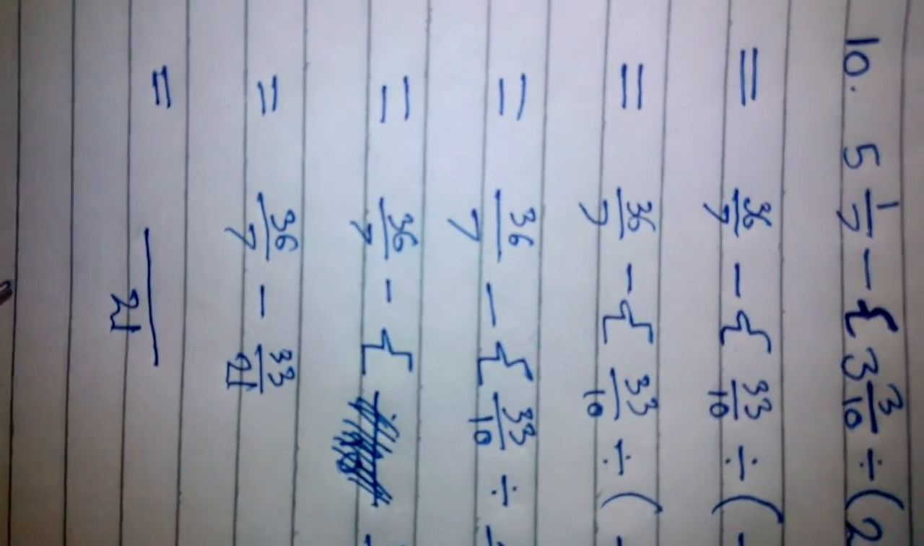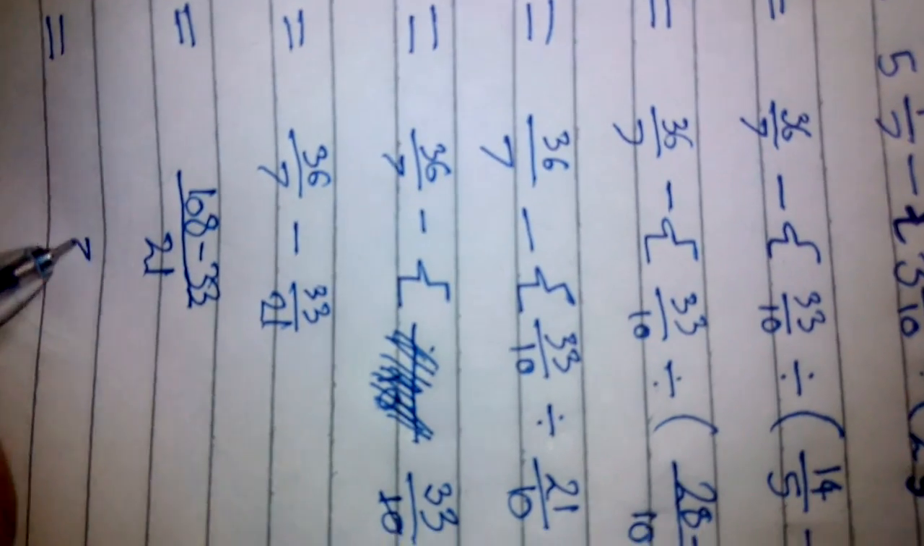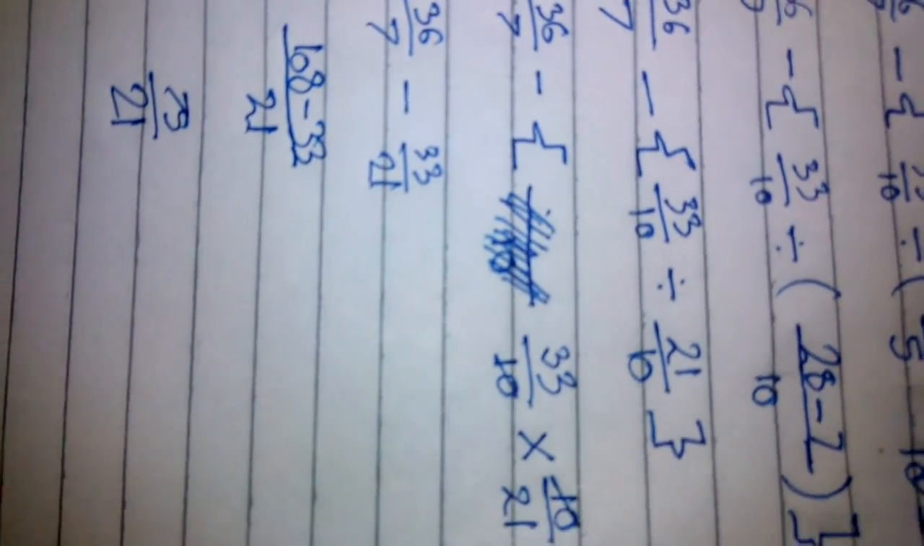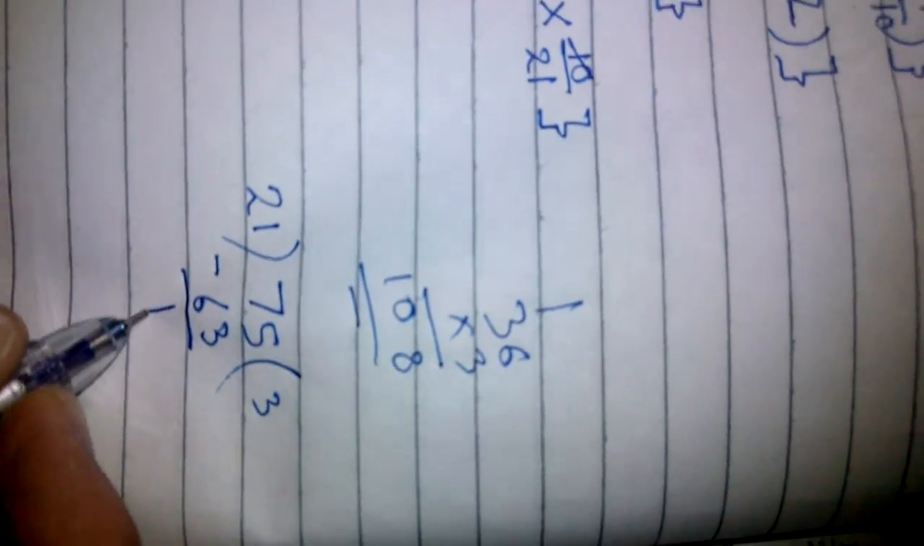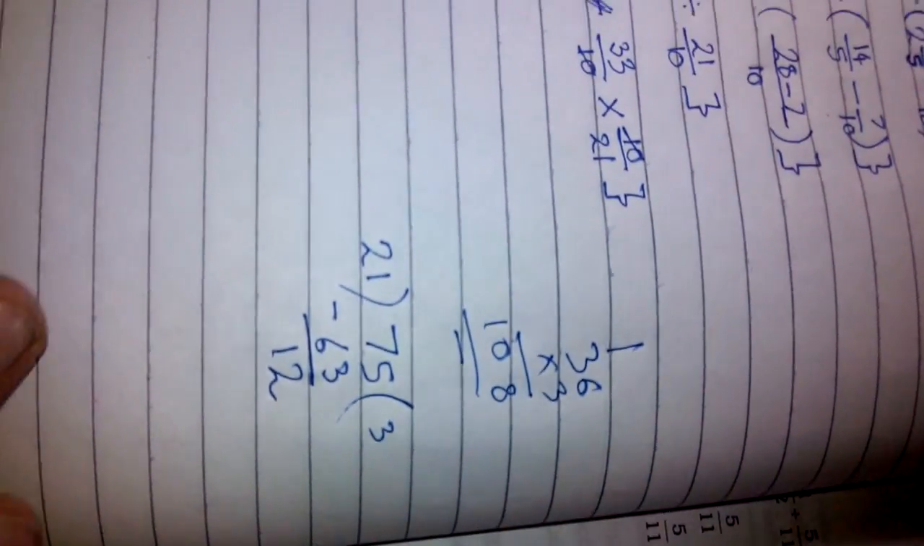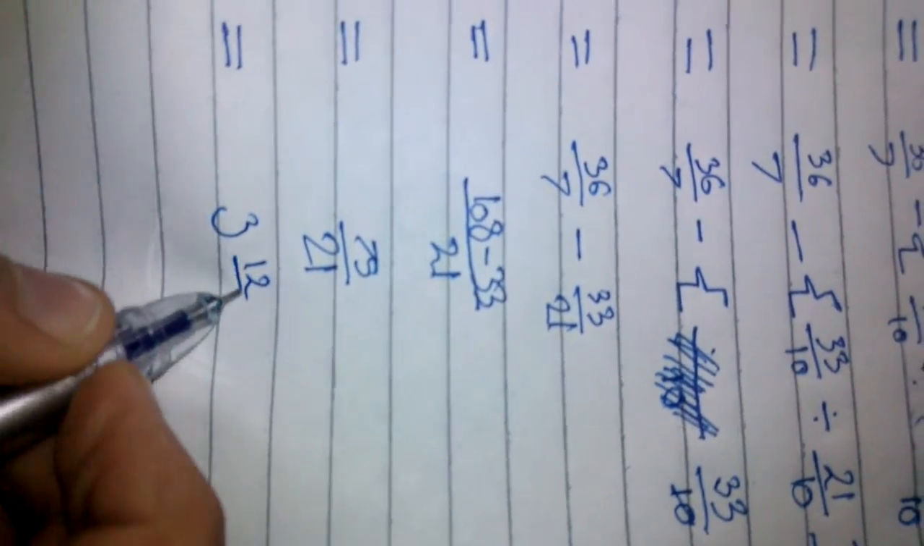21 by 7 is equal to 3. 36 3s are, you can just solve it simply: 6 threes are 18, 3 threes are 9, plus 1, 10, it's 108, minus 33. This will be 75 by 21. Next, what you have to do is just divide 75 by 21. That's 3, 63 is 12. So the answer is 3, 12 by 21.